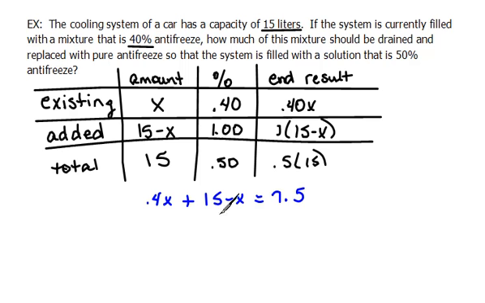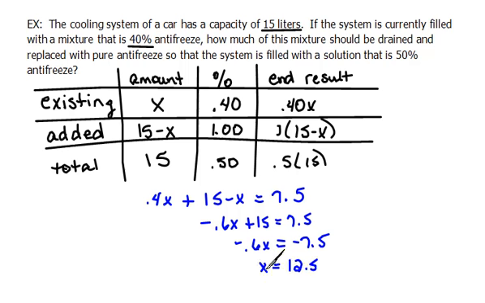Now when I combine like terms, 0.4 minus 1x is going to be negative 0.6x plus 15 equals 7.5. And then subtracting 15 from both sides to get negative 0.6x equals negative 7.5. And then dividing both sides by negative 0.6, we get x equals 12.5. Now 12.5 is x, so that is the existing amount that we're going to start with in the radiator, which leaves us with 2.5 liters that we have to add in to create 15 liters total in that radiator.